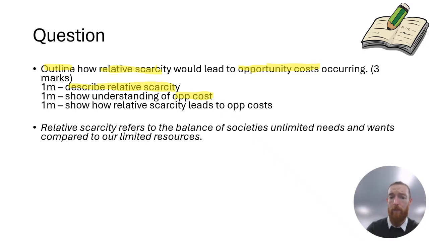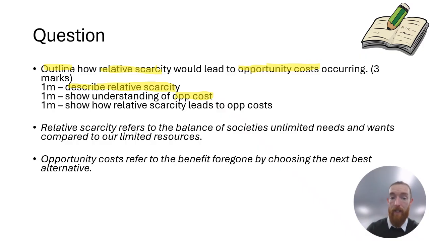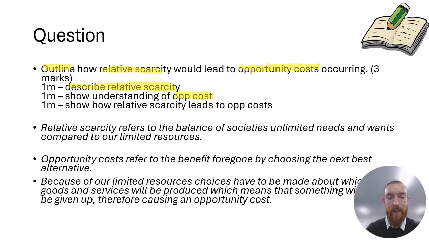So if we did this, first up, relative scarcity refers to the balance of unlimited needs and wants and limited resources. Opportunity cost refers to the benefit foregone when choosing the next best alternative. Both those things really, really clear. But then lastly, we're going to talk about how one leads to the other, what the relationship is between them. So because of our limited resources, choices have to be made about which goods and services will be produced, which means that something will be given up, therefore causing an opportunity cost. And that should get you all 3 of those marks.